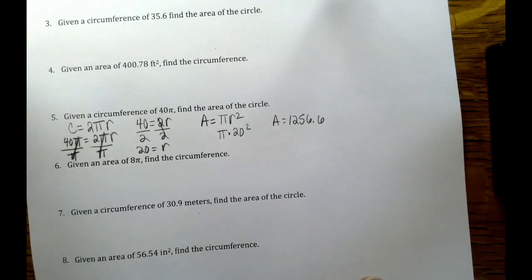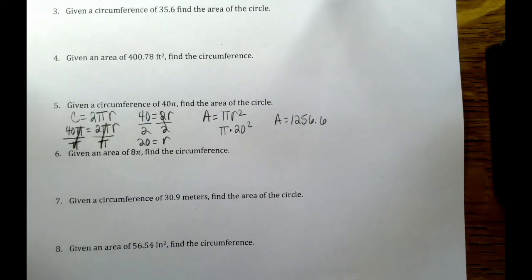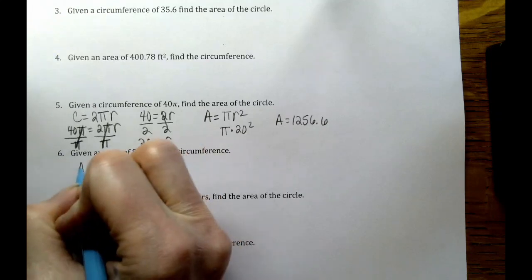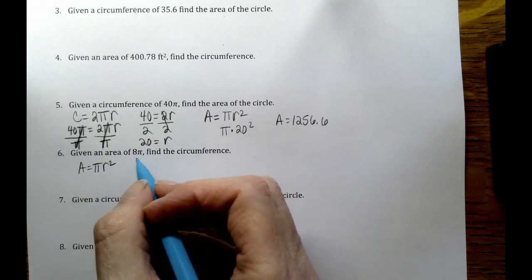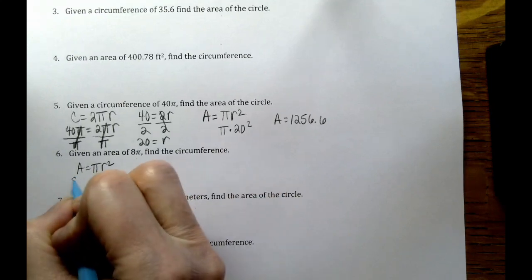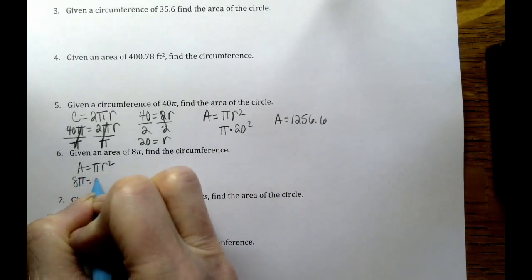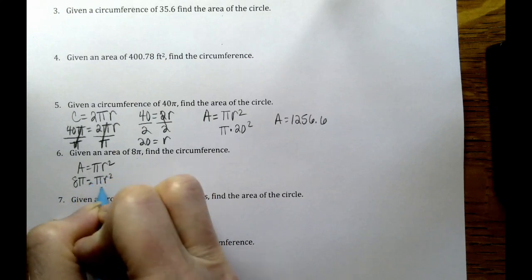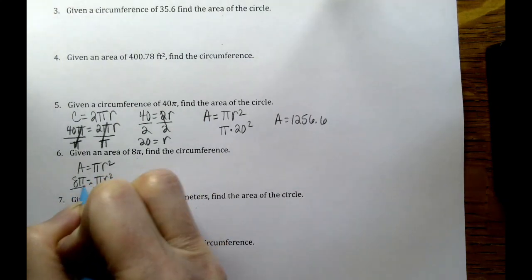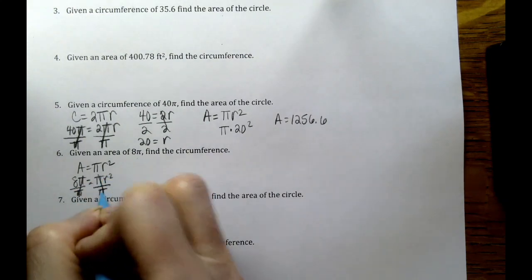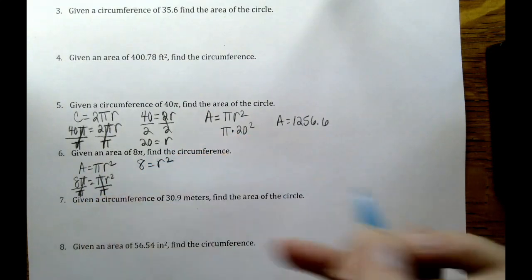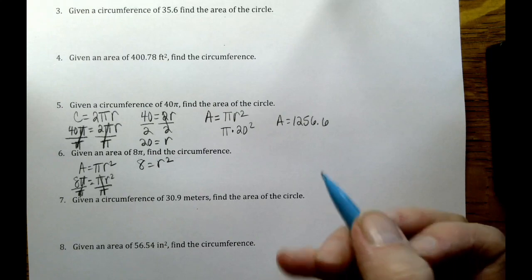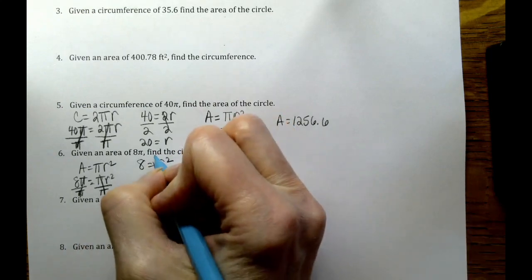Same idea here on problem number 8. Area is pi times radius squared. We're going to fill in the 8 pi over here. And let's get rid of the pi. Divide both sides by pi. So now what we have is 8 equals r squared. And remember, to undo squaring, we have to take the square root.